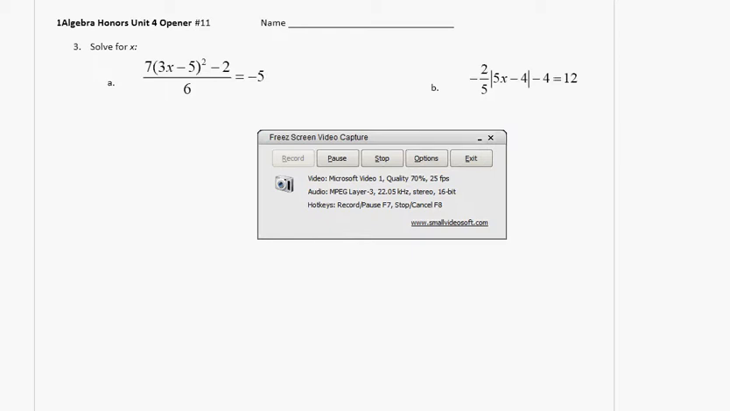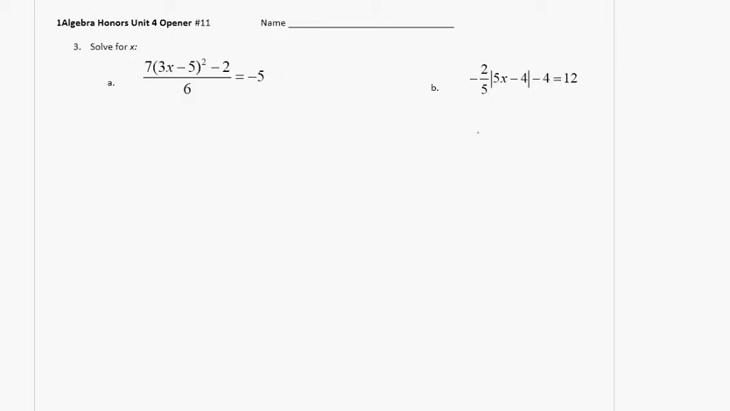Hi there, and welcome to Unit 4 Opener number 11. We're going to continue looking at solving some quadratic and absolute value equations.